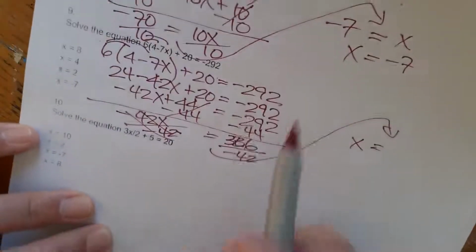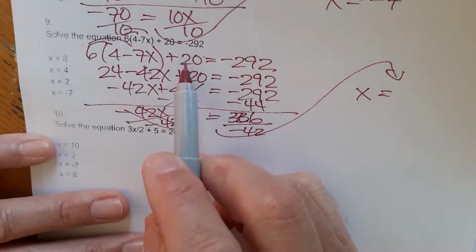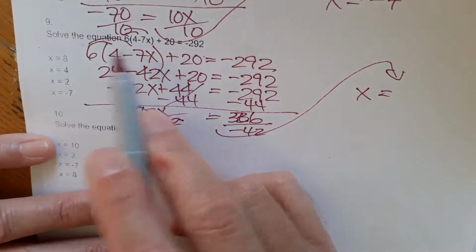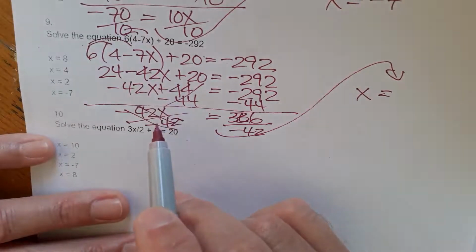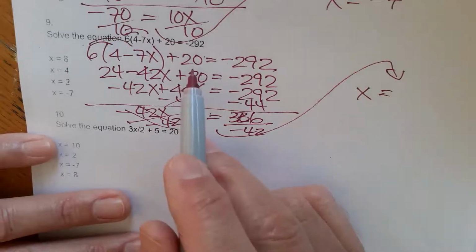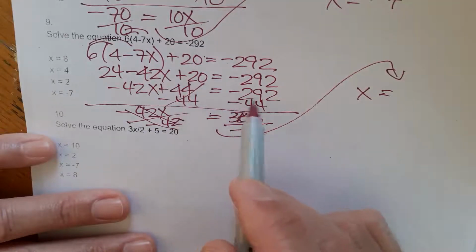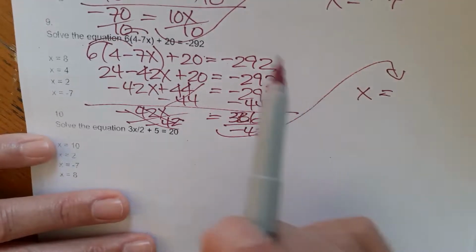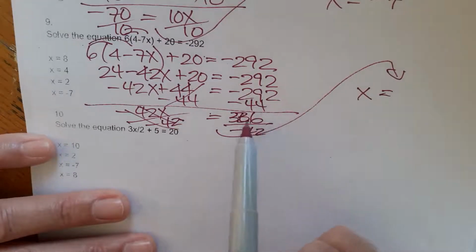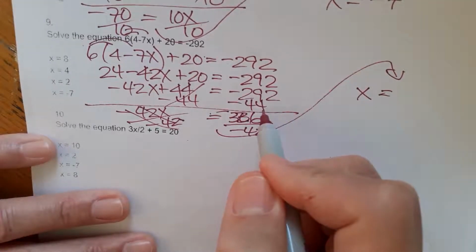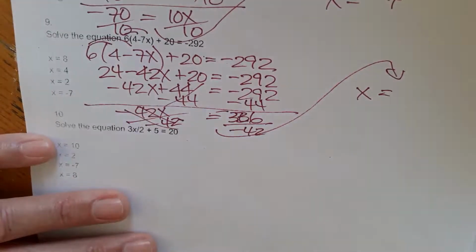Divided by 42? Nope. Let's see what's wrong here. Negative 292, plus a 20. This is a 4 minus 7x. Do I have that written right? 6 times 4 is 24, I think. 6 times 7 is 42x minus. So negative 42x plus 44 equals negative 292. Strange. Subtract 44 from both sides. So it becomes a larger negative number. That looks like 336 when I add it up. 42x, 336.